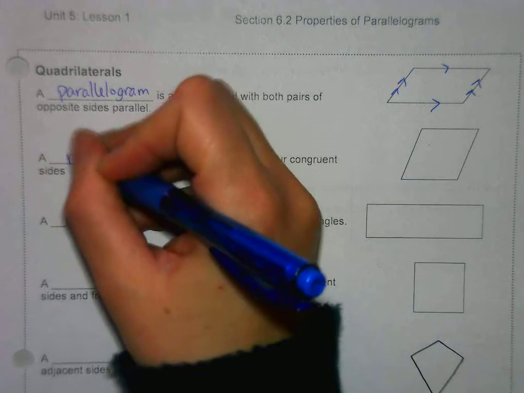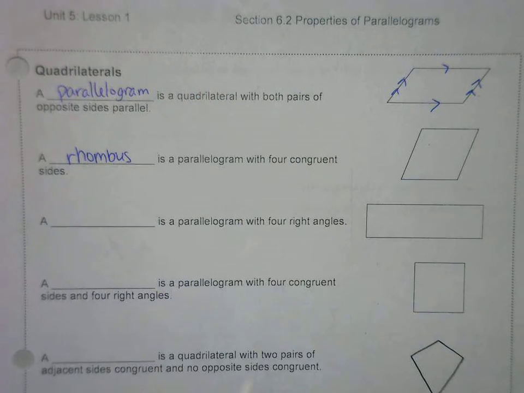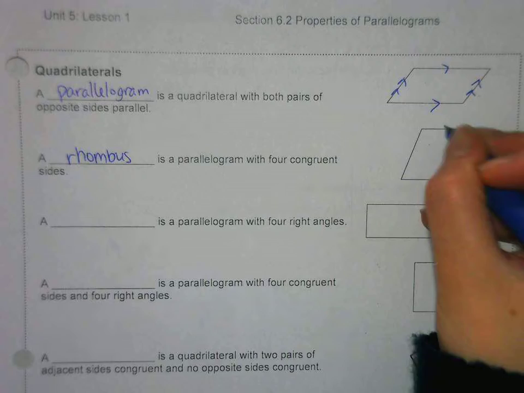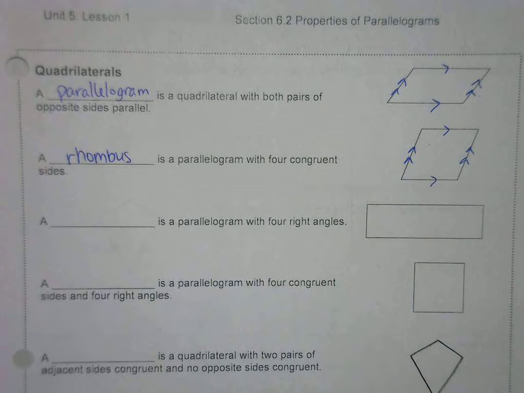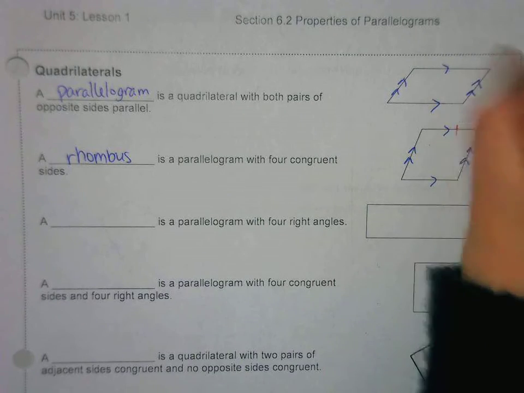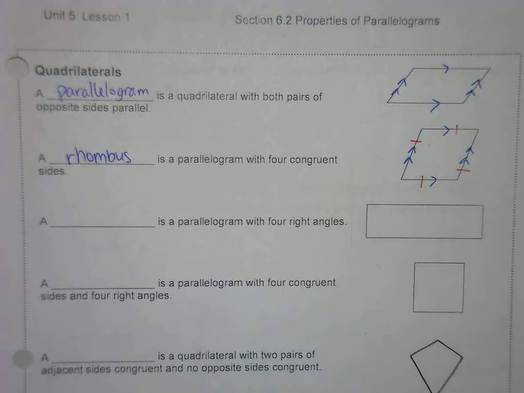A rhombus is a parallelogram with four congruent sides. So if it's a parallelogram, it has two sets of parallel sides, and it has four congruent sides. So all four sides are congruent to each other.